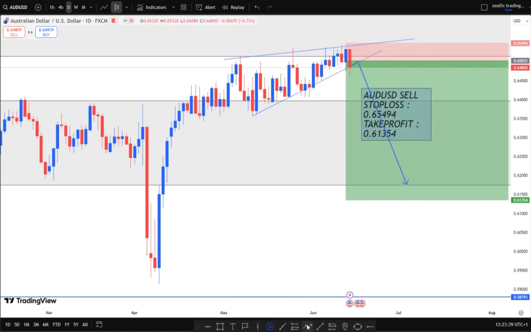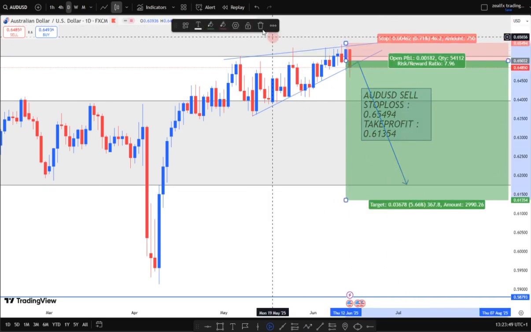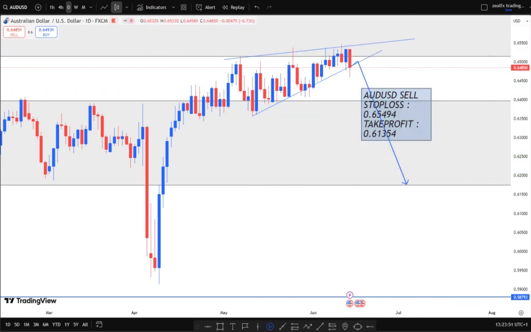For the buying scenario for the Australia USD, we expect price to break this high, this swing high, this trend line high, then retest it and see further push for the Australia USD. So let's look at our next pair, which is the Gold USD.